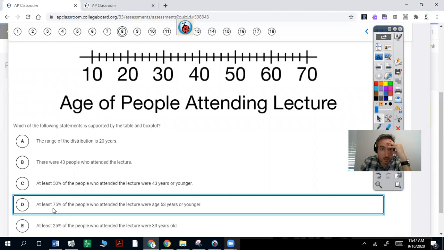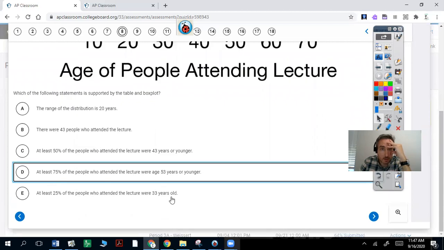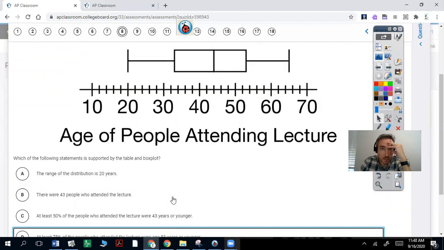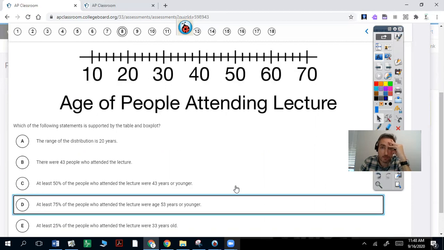At least 25% of the people who attended the lecture were 33 years old. We don't know the individual numbers who were 33. That's quartile 1, but there might not be anybody at 33 years old. That could be the average of 31 and 32 and 34. So we don't know that, but we know this.